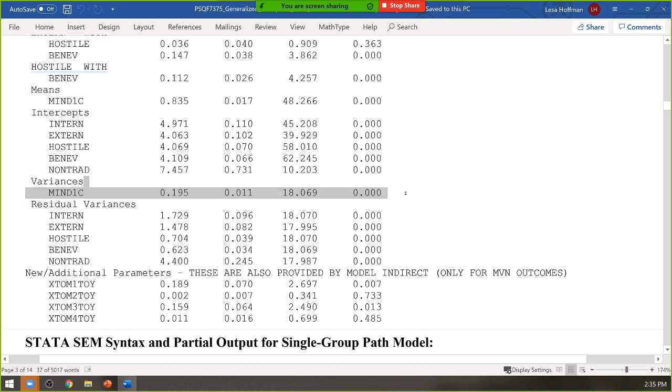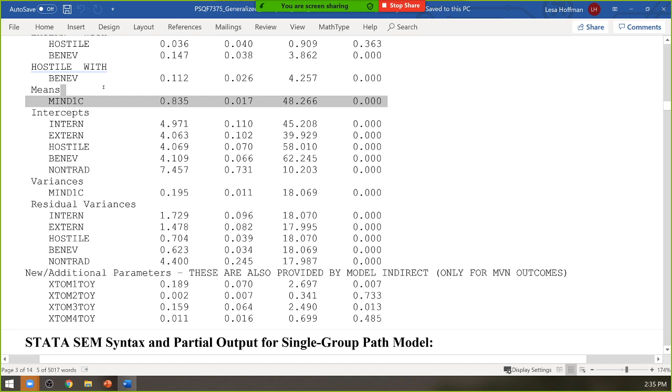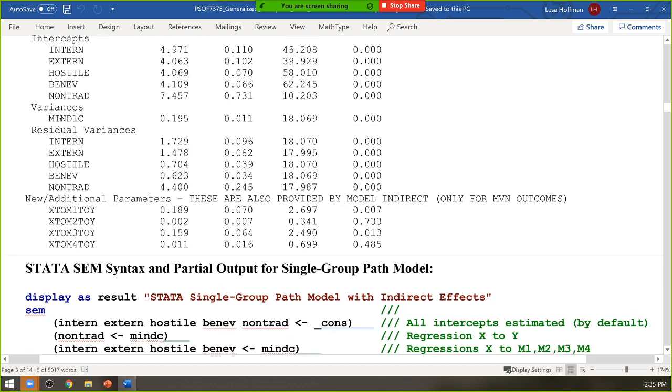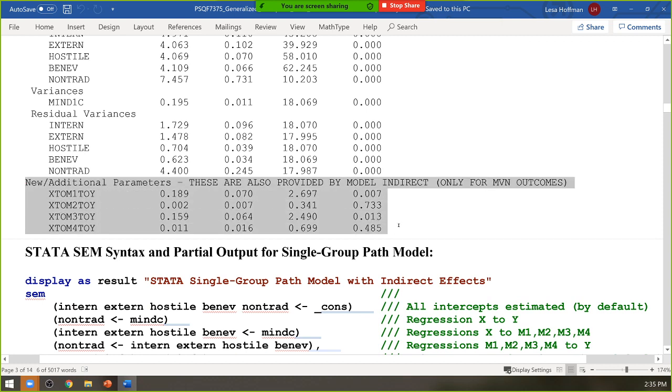The variance of mindfulness, which is all of its variance in this case because it's a predictor, is a homework question. The mean for mindfulness, since we introduced it into the likelihood, and here are my new indirect effects. So those are the tests of whether or not there's significant mediation of any of the middle variables.